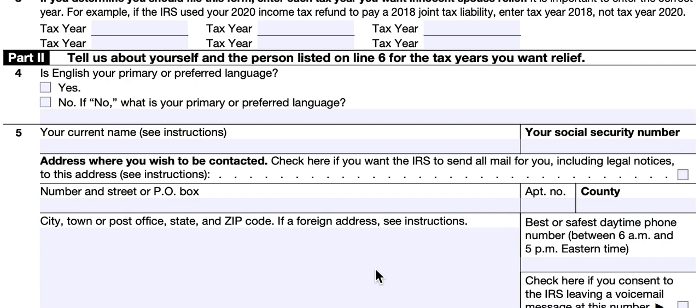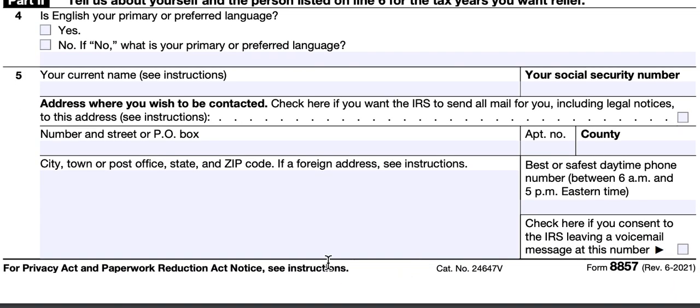And then your current name, refer to the instructions, but generally speaking, unless you have very specific circumstances, you'll list your name as it was reported on your tax return, as well as your social security number, the address where you wish to be contacted by the IRS, phone number, the best time to reach you, Eastern Standard Time between 6 a.m. and 5 p.m. And then check this box down below on the right-hand side if you would like the IRS to leave you a voicemail.